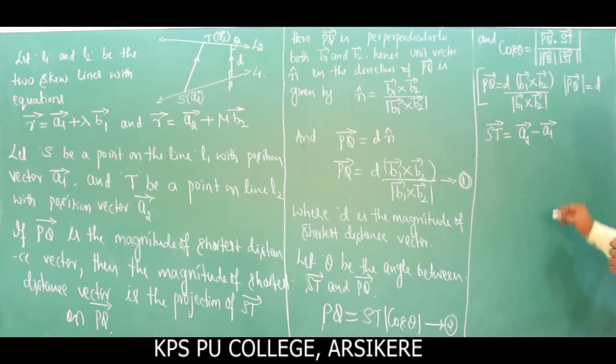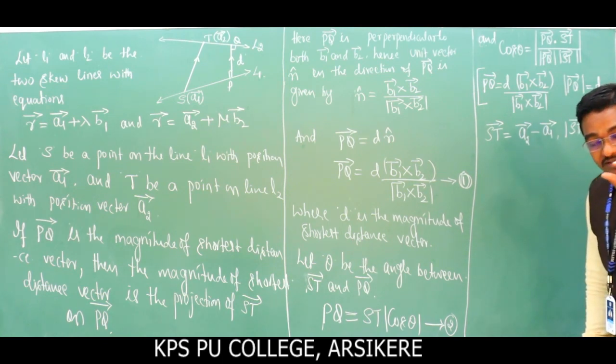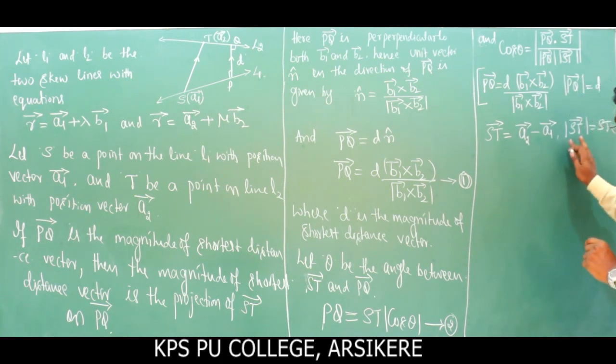Vector A2 minus vector A1. So the modulus of vector ST, I will take this as just ST. ST represents my distance, that is nothing but magnitude. So this is the magnitude of vector ST, which is equal to ST.